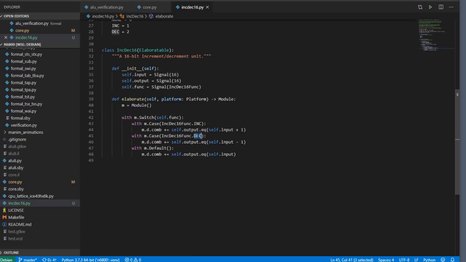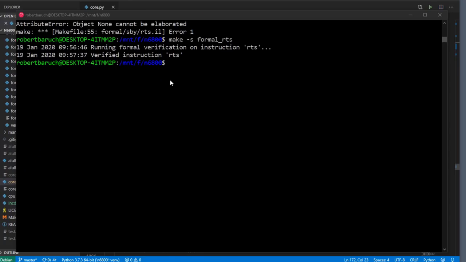Yeah, I did notice that error, and this error as well. And as we can see, formal verification worked, so I didn't break anything, which is good.